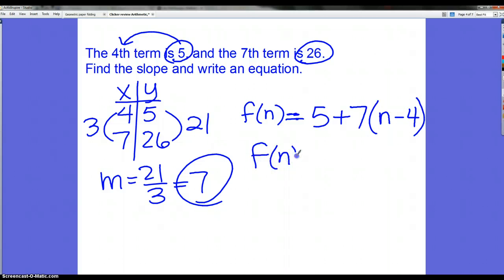I could have also used the 26, so it would be 26 plus 7. And then that's the seventh term, so you would have done n minus 7 for that equation.